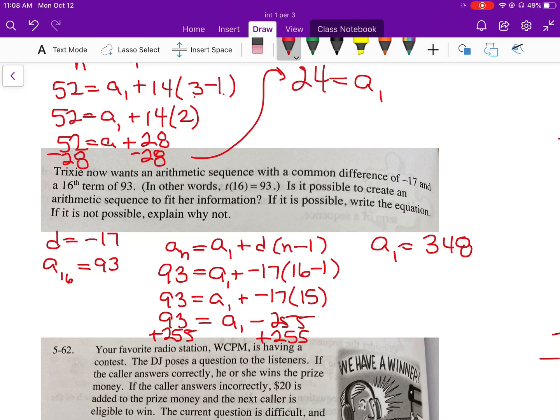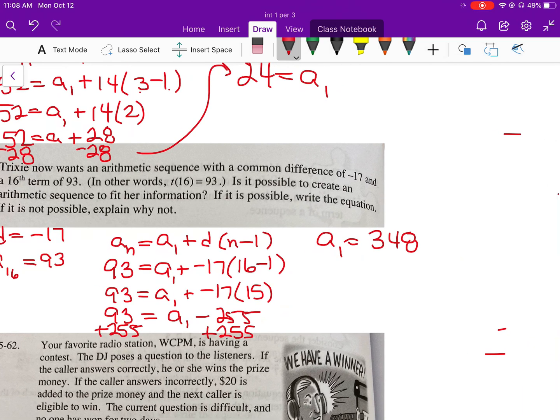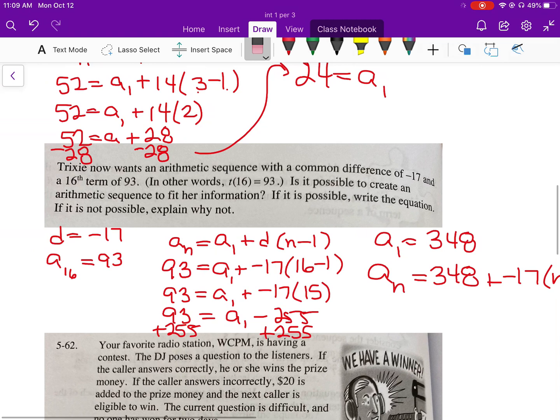So now let's write our equation. It's going to be a sub n equals 348 plus negative 17 times n minus 1. Now some of you may say, can I just put a minus instead of a plus and a minus there? Yes, you can. That's okay. That'd be easier if you have two signs next to each other. It's up to you. I don't care. Questions?